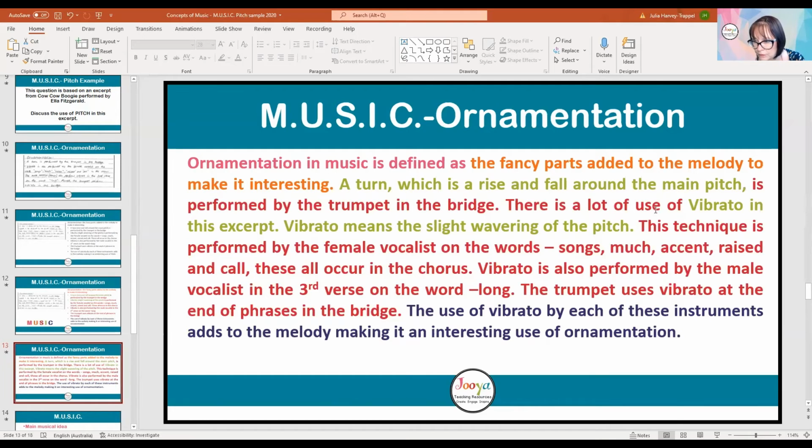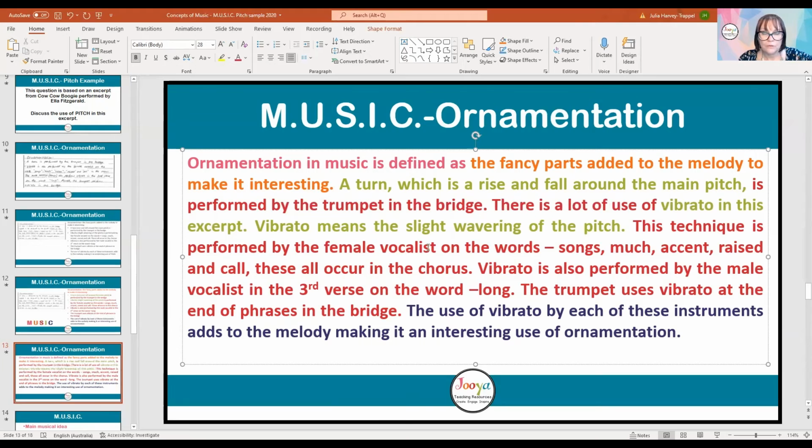In this excerpt, vibrato means a slight wavering of a pitch. This technique is performed by the female vocalist on the words songs, match, accent, raised, and call. These all occur in the chorus. Vibrato is also performed by the male vocalist in the third verse on the word long. The trumpet uses vibrato at the end of phrases in the bridge. The use of vibrato by each of these instruments adds to the melody, making it an interesting use of ornamentation.